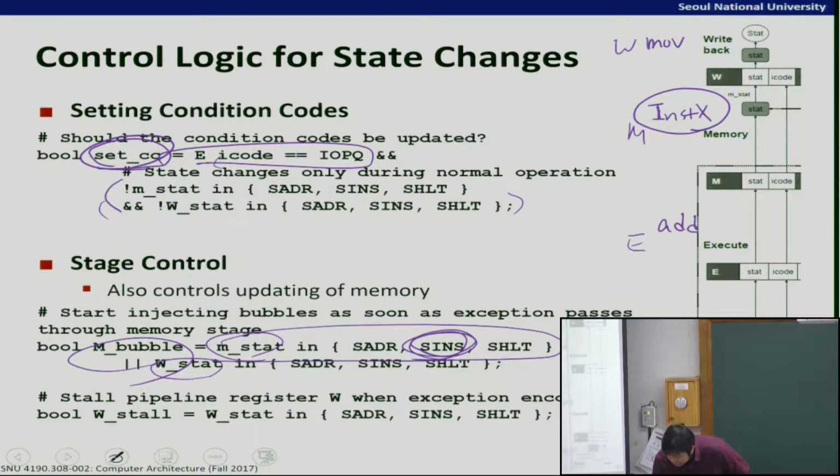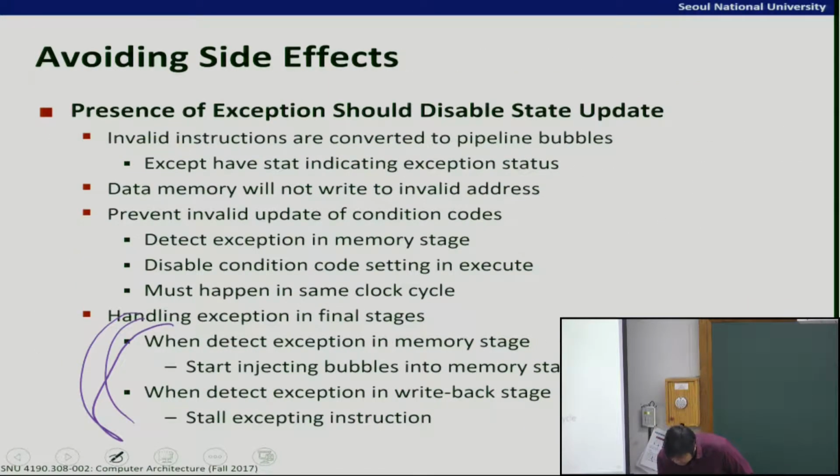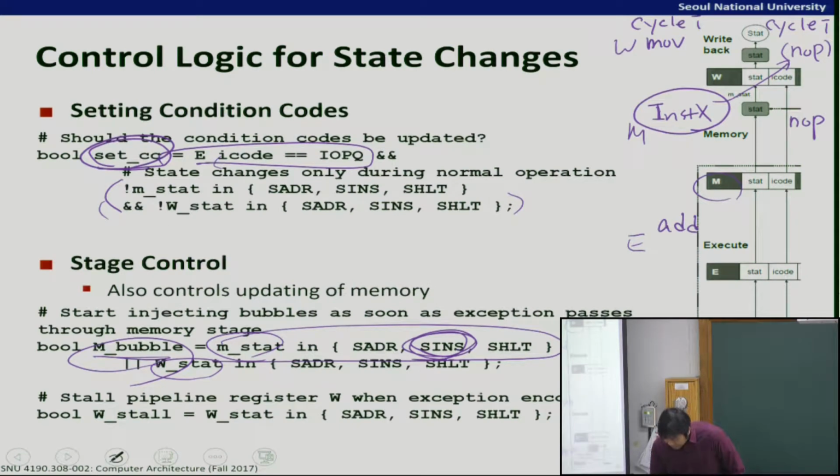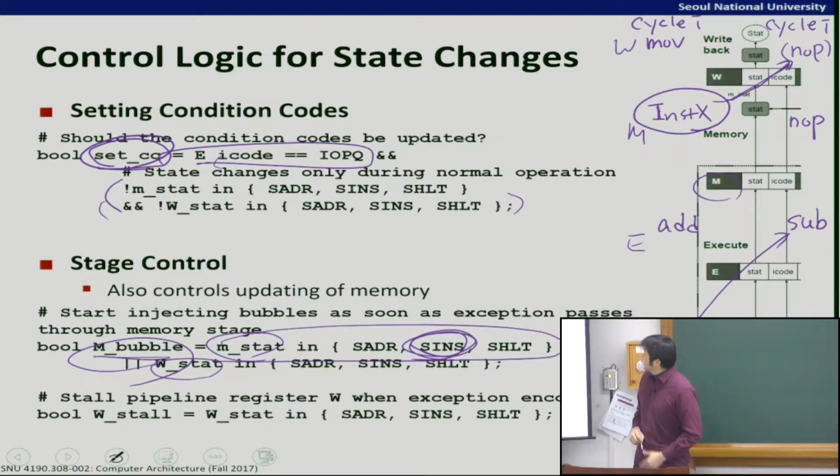So in the following cycle, let's say this is cycle i, and let's see what's going to happen in cycle i plus 1, the next cycle. According to these control signals, we're going to insert a bubble into the M register. So in the following cycle, it will become a nop, a bubble. And the invalid instruction will also be propagated as a nop, because, if you remember from the previous slide, invalid instructions are converted into pipeline bubbles. So this one will be converted into a bubble, and this one will simply move on to sub, and this one will go to move, and so on. This will be the behavior.